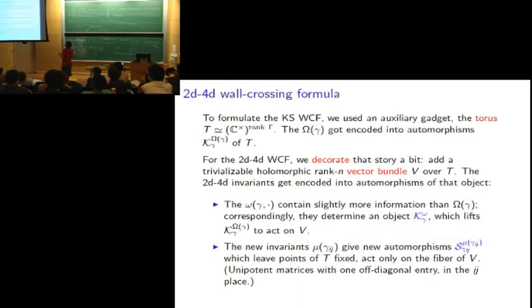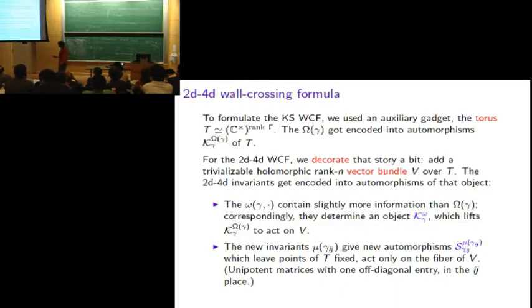OK, now, to formulate the wall-crossing formula I told you before, we used this little auxiliary gadget, which was a torus, C star to the rank of gamma. And the omega of gamma got encoded into some automorphisms of that torus. For the 2D-4D wall-crossing formula, we have to extend that, but just a little bit. On top of this torus, we put a trivializable vector bundle over the torus. It doesn't come with a canonical trivialization. If those torsors actually had a 0, then this would be trivial, but they don't, so it's just trivializable. And the 2D-4D invariants now will be automorphisms of that object.